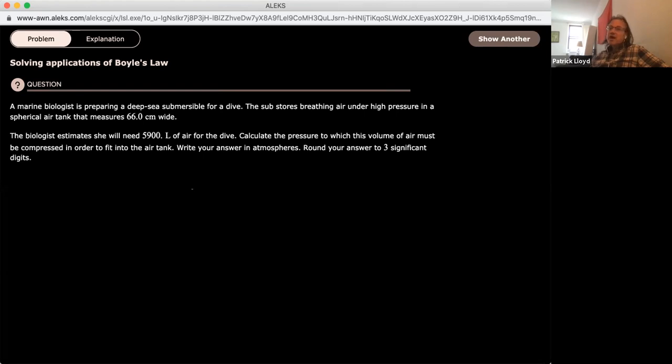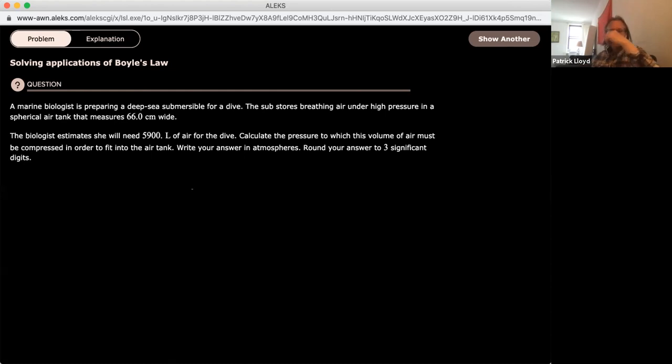So they give you the size of the tank. The size of the tank is the width. They give you how wide it is. It's a sphere, right? A sphere has a diameter, so they're giving you the diameter. So from that diameter, 66.0 centimeters, you can figure out what the volume is according to the equation for a sphere. Then they say, okay, this is the volume of air that you need. Calculate the pressure of that volume, okay?